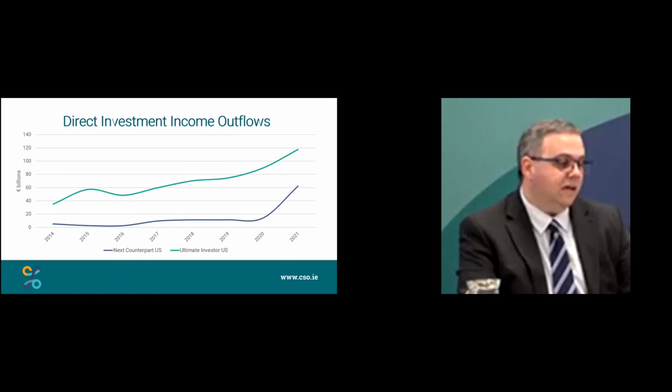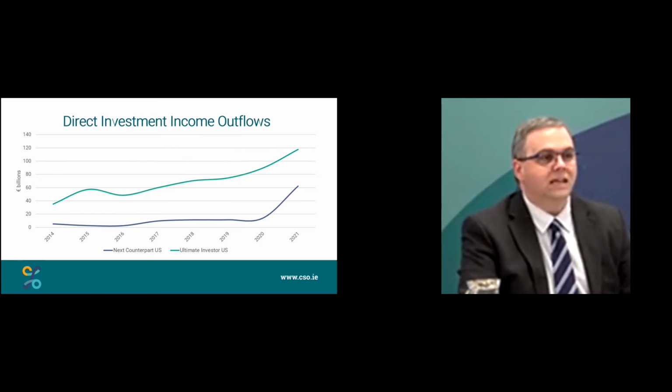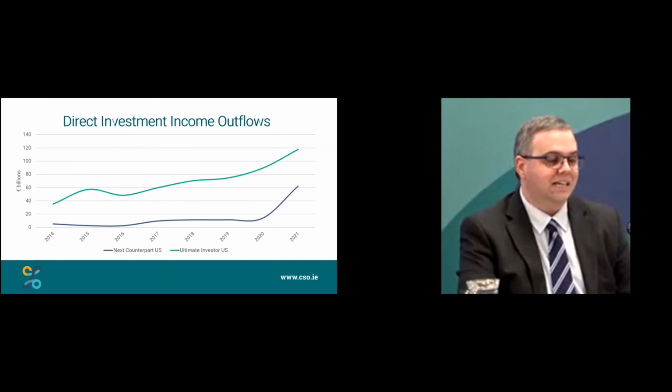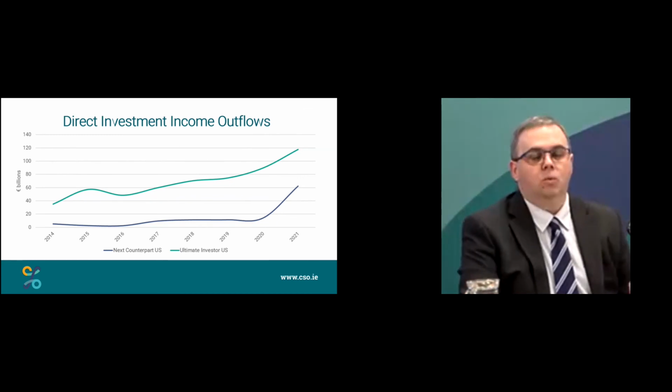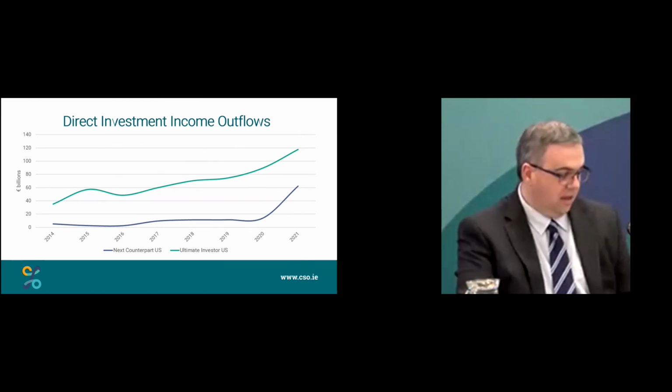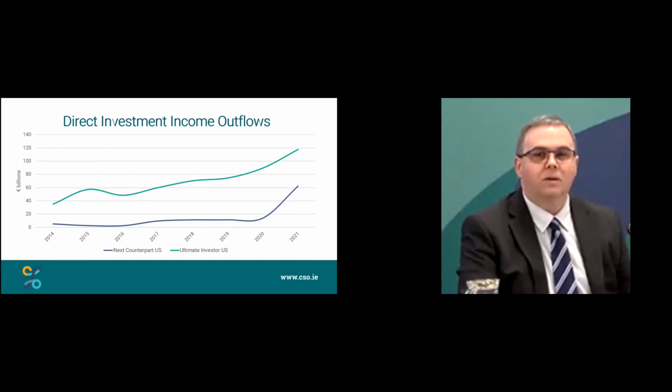So looking at the income here, we can see the blue line is our income outflows to the US on a next counterpart basis. And we can see that big increase from 2020 to 2021. But if we look at the green line, this is the overall income outflows from US controlled corporations. And the increase there isn't as large. So we can see that a lot of the change is due to where the income is directly going to rather than the overall income outflows. And if you'd like to see more on FDI by UCP, you can see our FDI thematic release, which has a lot more detail.